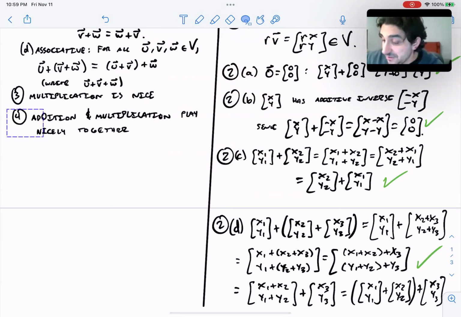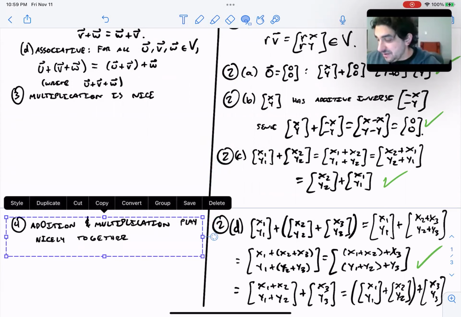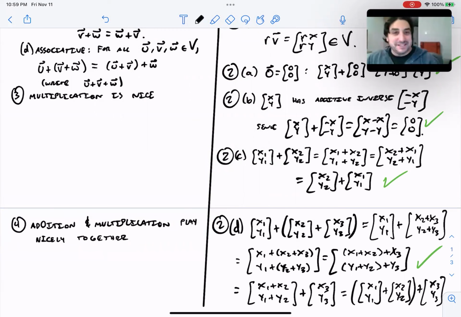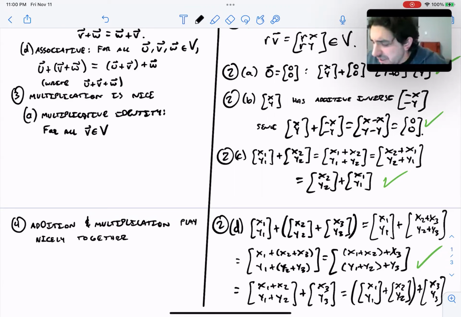We have multiplication needs to be nice, right? All right. I think I need to write bigger on the property side because the example side is outpacing the property side. So what do I mean that multiplication is nice? Well, 3a, we need an identity of multiplication, right? So multiplicative identity. This says that for every vector v in your vector space, 1 times v equals v, right?